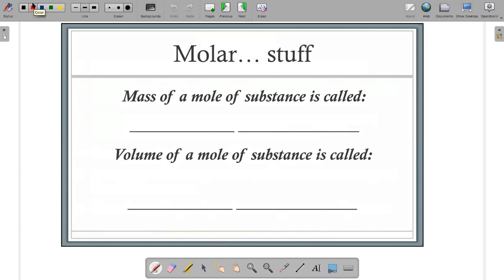Whenever you measure either mass or volume, we use two different terms. The mass of a mole of substance is called its molar mass, but the volume of a mole of substance is called its molar volume. These are on the second page.